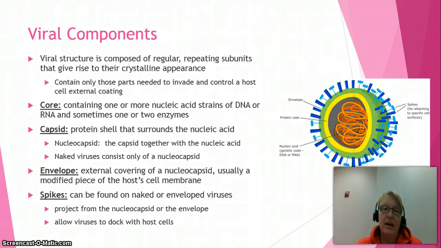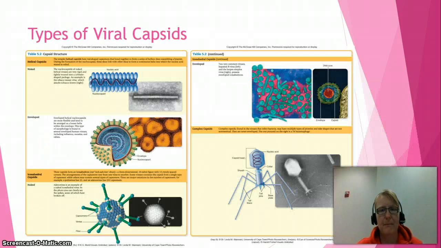Some viruses then have envelopes, and then some viruses also have spikes that come out of them. And we most often see pictures of these nice spherical viruses with these spikes coming out, but that's just one representative of viruses. They come in a lot of different shapes and sizes.